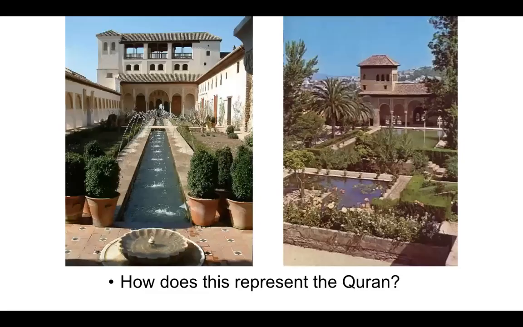Okay, so one of the things that we see a lot on the outside of the palaces themselves is gardens, right? Why is garden imagery so important in Islam? What does it represent? Does anyone know? It represents the Garden of Eden, right?